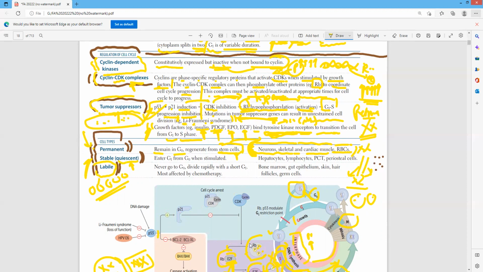Stable, quiescent cells enter G1 from G0 when stimulated. If you have hepatic injury, here in the liver, if you have inflammation here, you will regenerate that. When you are quiescent, you will return back to G1 to complete the cell cycle, to regenerate and restore the cells that were lost in that injury.